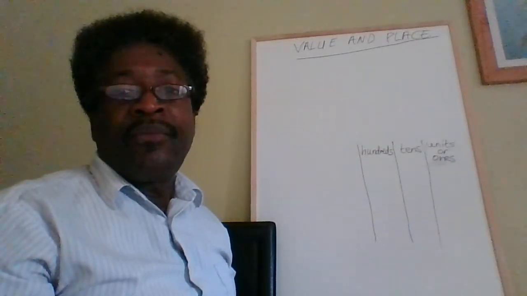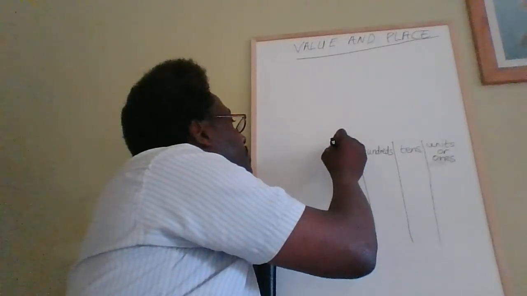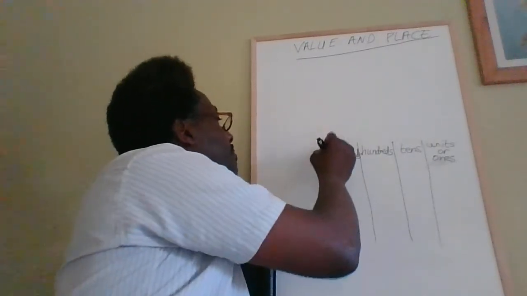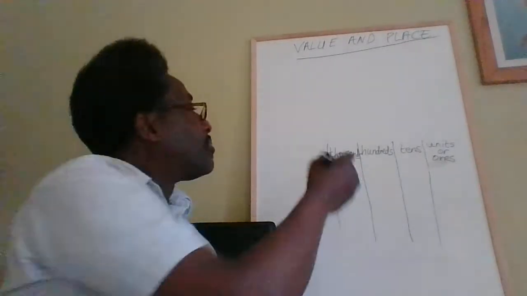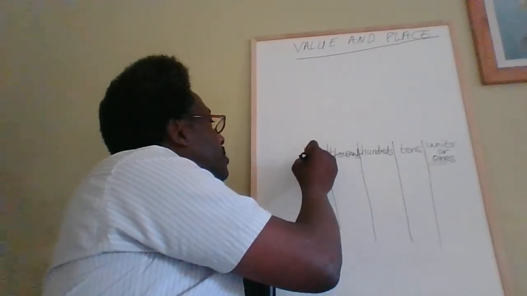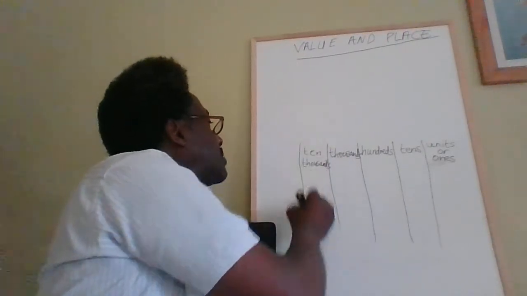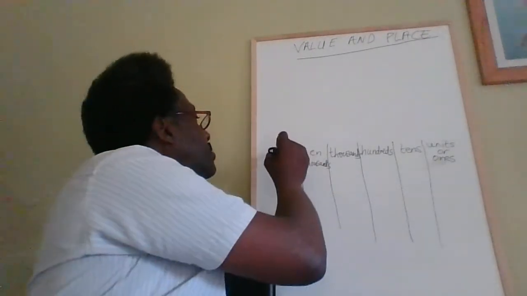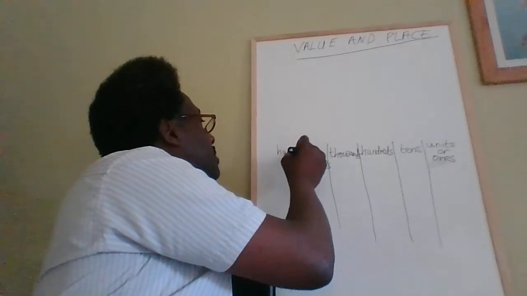And then you have the thousands. And then you have the 10,000s. I'm going to write it like this because I need space. 10,000. I didn't write it on the same line because I don't have space. And then we have the hundreds of thousands, the 100,000s. I'm going to write it on the same line. I don't have space. 100,000.